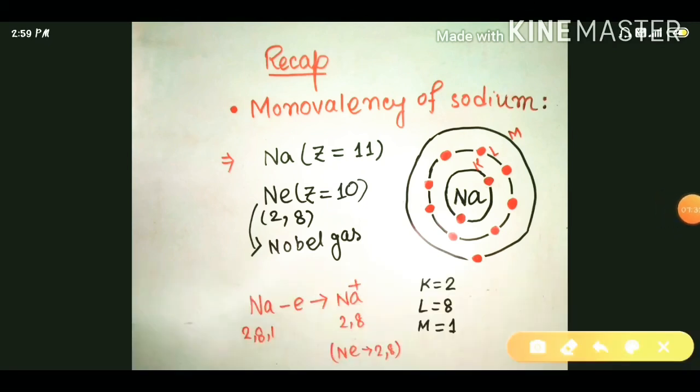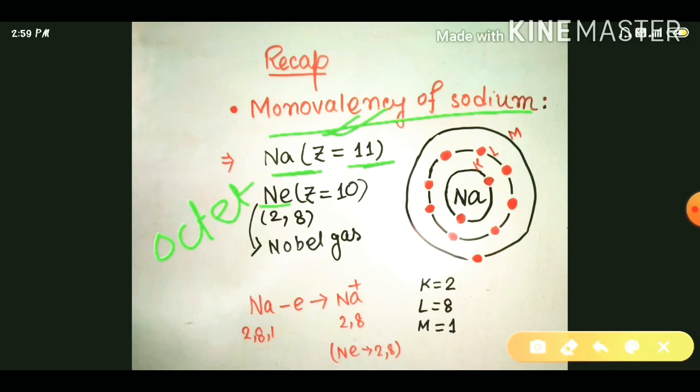Here, the monovalency of sodium. We all know sodium has 11 electrons, right? That means its atomic number is 11, Z equals 11. But we also know all elements want to be like noble gases, right? All want to fulfill their octet.